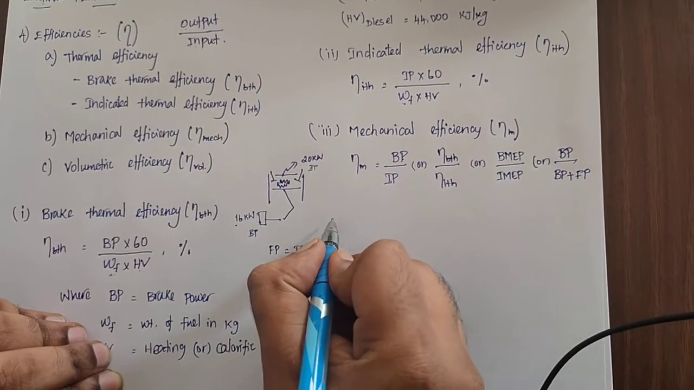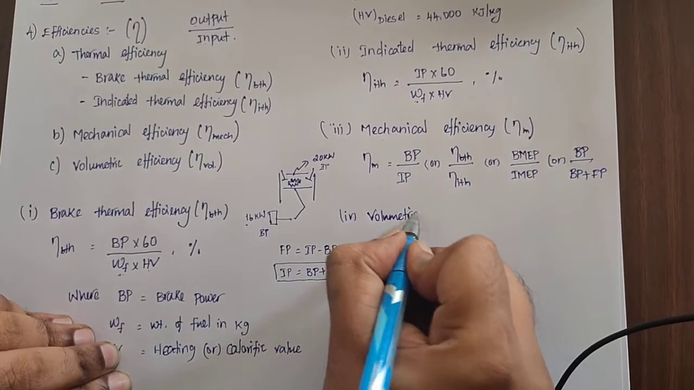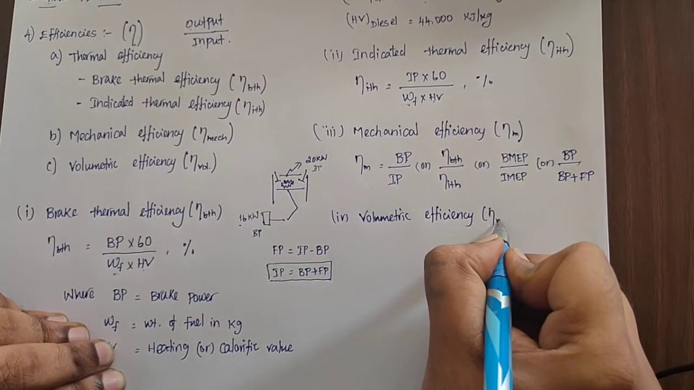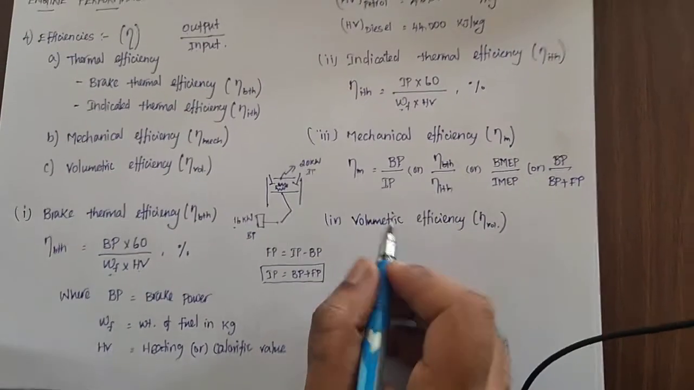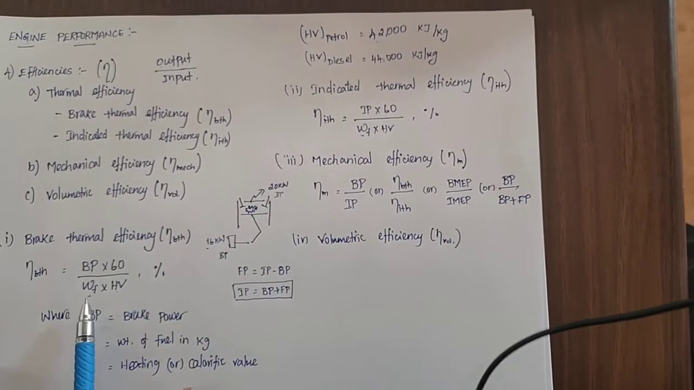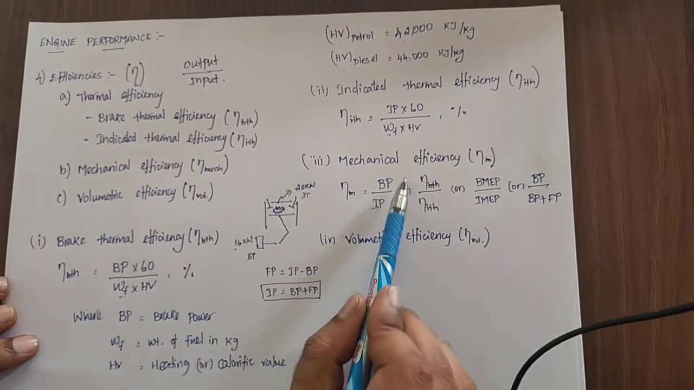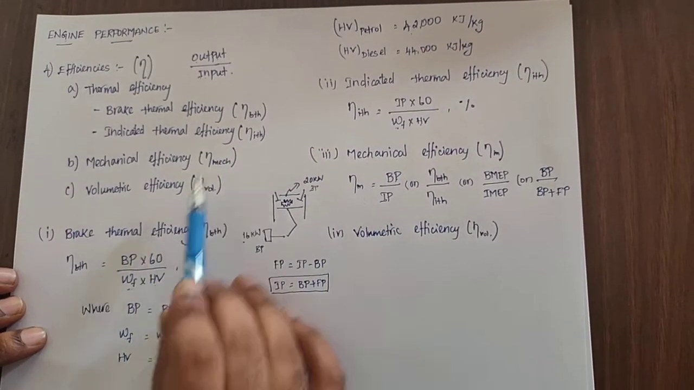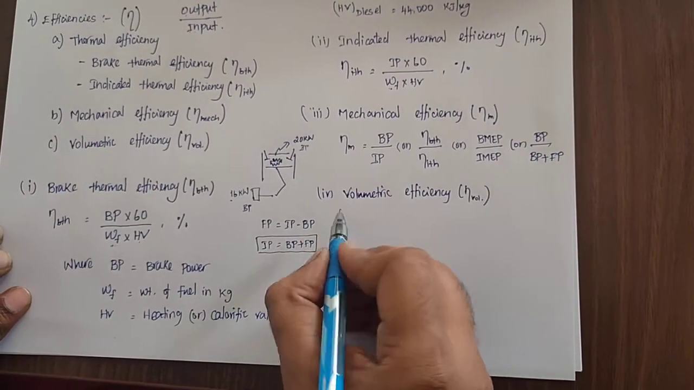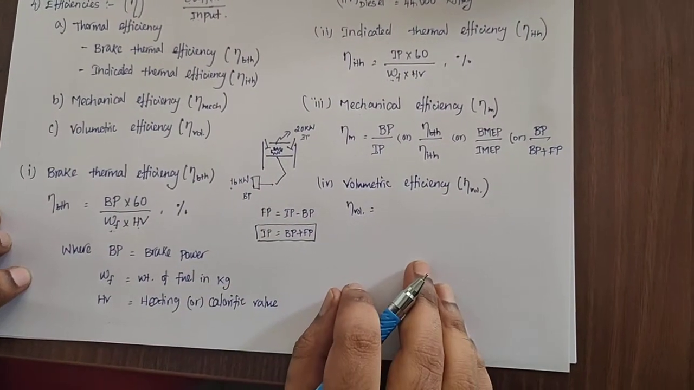Now I am going to write the final efficiency, that is volumetric efficiency. For the thermal efficiency and mechanical efficiency, we consider the fuel, because out of the fuel only the power will be generated. So we consider the fuel for all the efficiencies, but specifically for volumetric efficiency we will not be considering the fuel. We will be considering only the air, the inlet air.